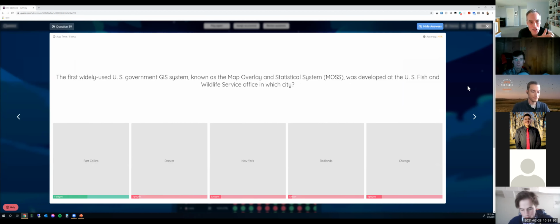The first widely used US government GIS system, known as the Map Overlay and Statistical System, or MOSS, was developed at the US Fish and Wildlife Service office in which city? The correct answer was Fort Collins. That was just kind of a little bit of cool local trivia. But Fort Collins is the correct answer. So Fort Collins is in many ways one of the generational points of the spread of GIS in the United States.